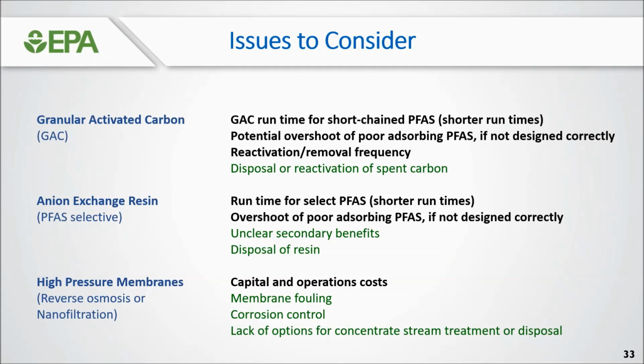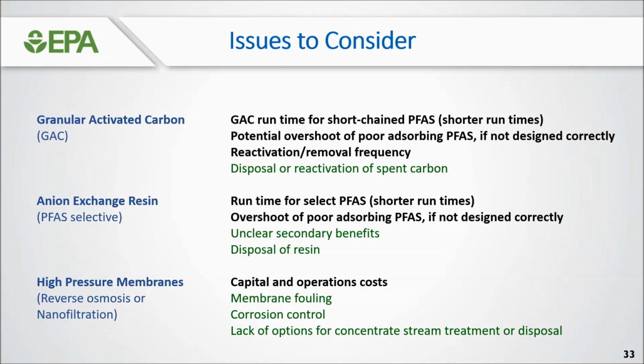But issues to consider with GAC is that GAC runtime for short chain PFAS will be much shorter. So care must be taken in terms of knowing what you want to remove. Potential overshoot of poor absorbing PFAS will happen, where the strongly absorbing PFAS will chromatographically push the poor absorbing PFAS down the column, and you can actually get a higher concentration of the poor absorbing PFAS in the effluent than what's going into the column for a time. Reactivation removal frequency needs to be addressed, and you need to look at disposal or reactivation of spent carbon.